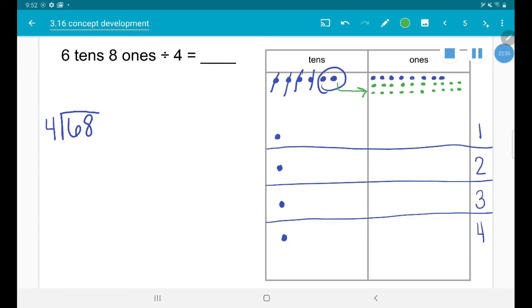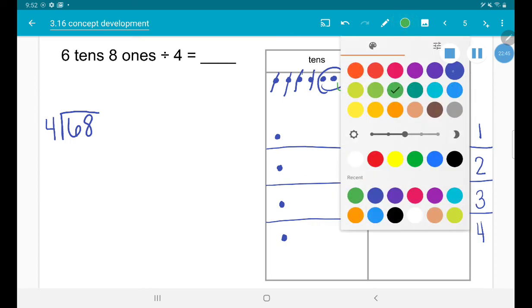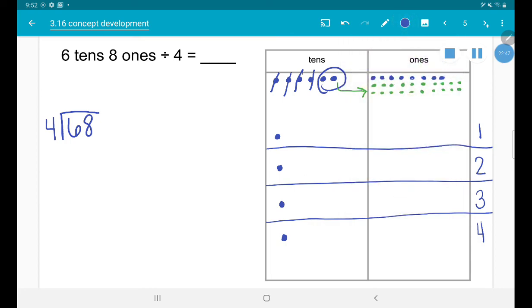Okay, so let's look at what that's going to look like. So 28. Let's look at what that's going to look like with our long division problem. Alright, so I started with 6 10s and I divided them into 4 equal groups. How many were in each group?